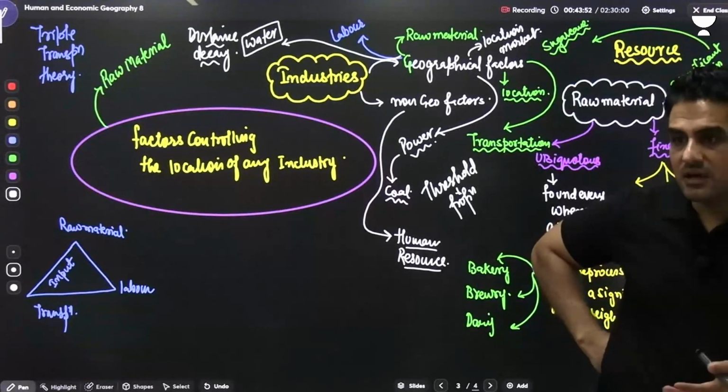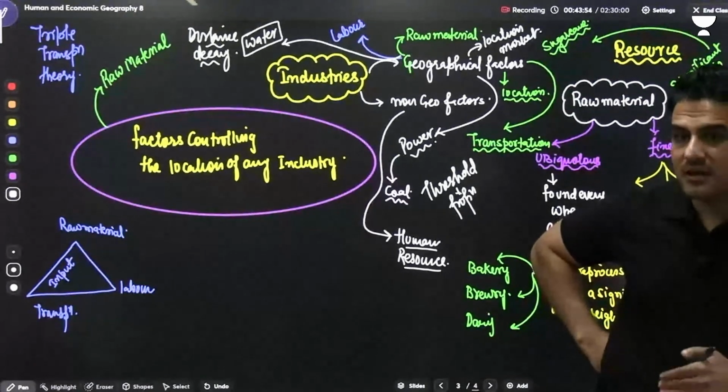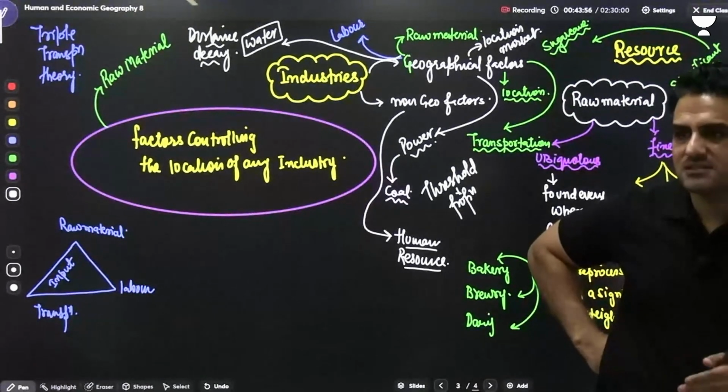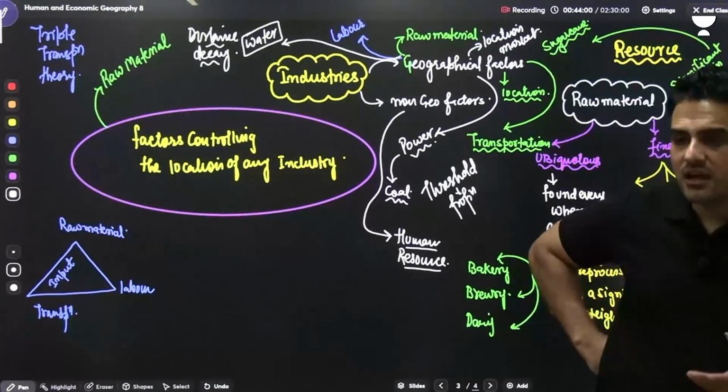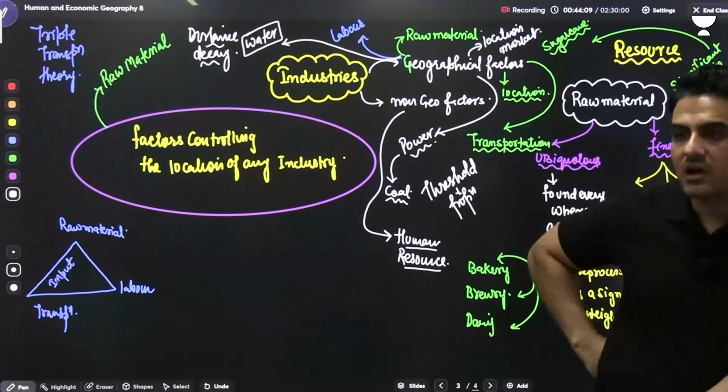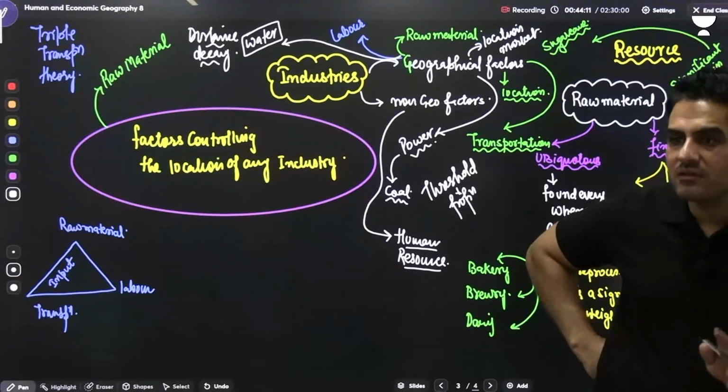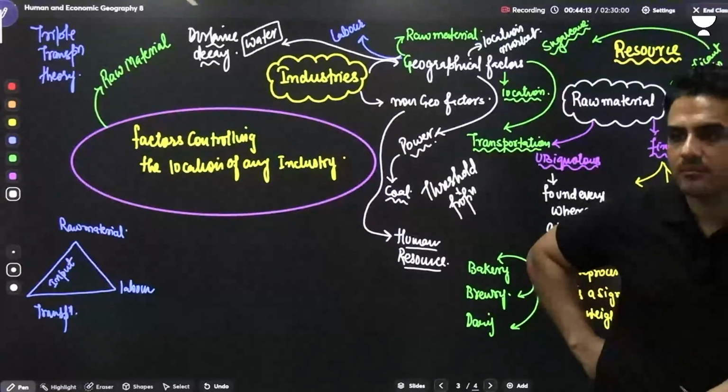Accountant is here, DTP typewriter is there, content developers are there, managers are there, admins are there. What are all these? Skilled ones. So human resource is very important. Is that geographical or can they be available anywhere? I told you skilled labor can migrate anywhere. So that is a non-geographical factor.